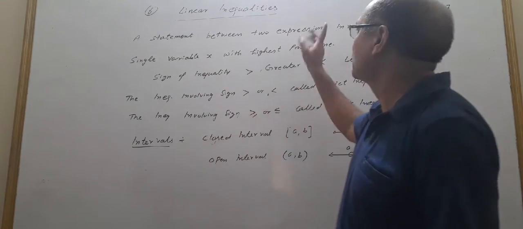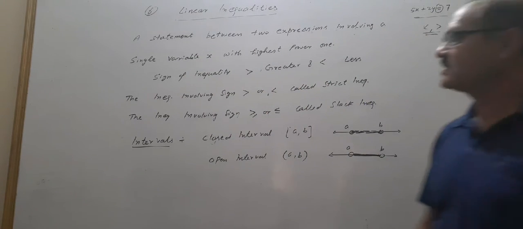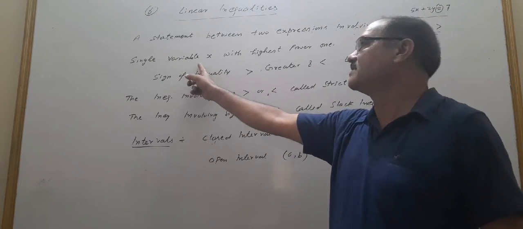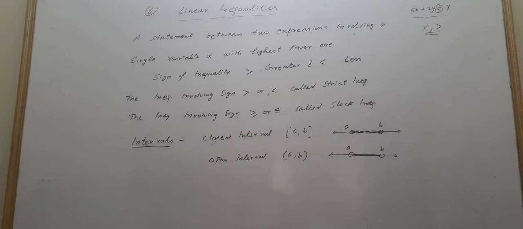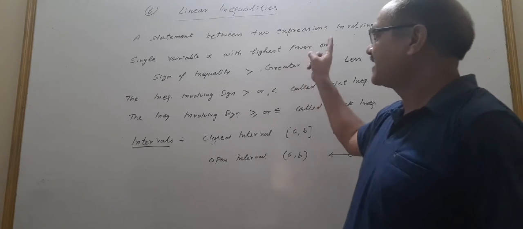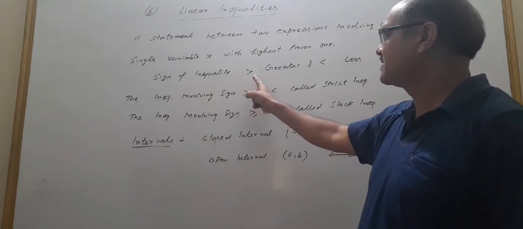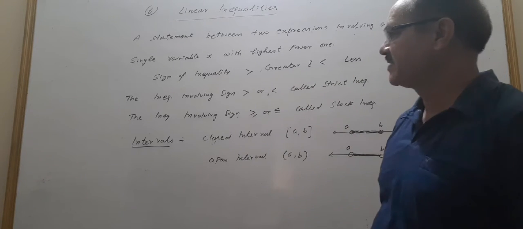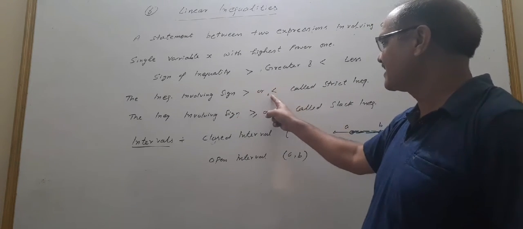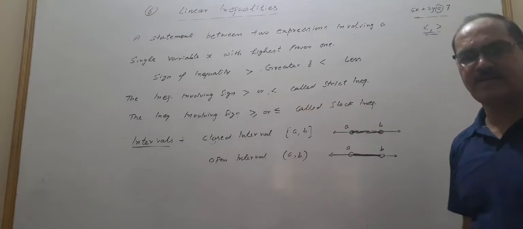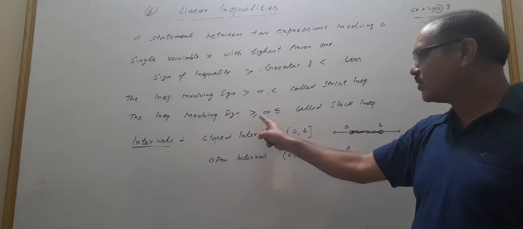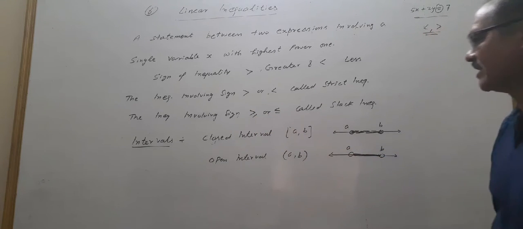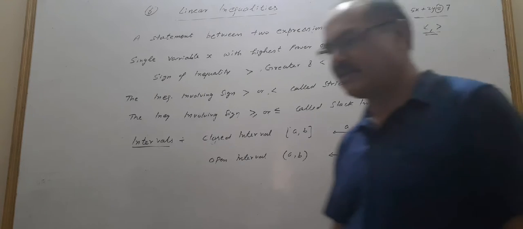A statement between two expressions involving a single variable. This is linear, involving a single variable x with highest power 1, that is, the biggest power will be 1. What is the sign of inequality? This is called greater than and this is less than. The inequality involving less than and greater than is called strict inequality, and the inequality involving the sign greater than or equal or less than or equal is called slack inequality. So this is the linear inequality.